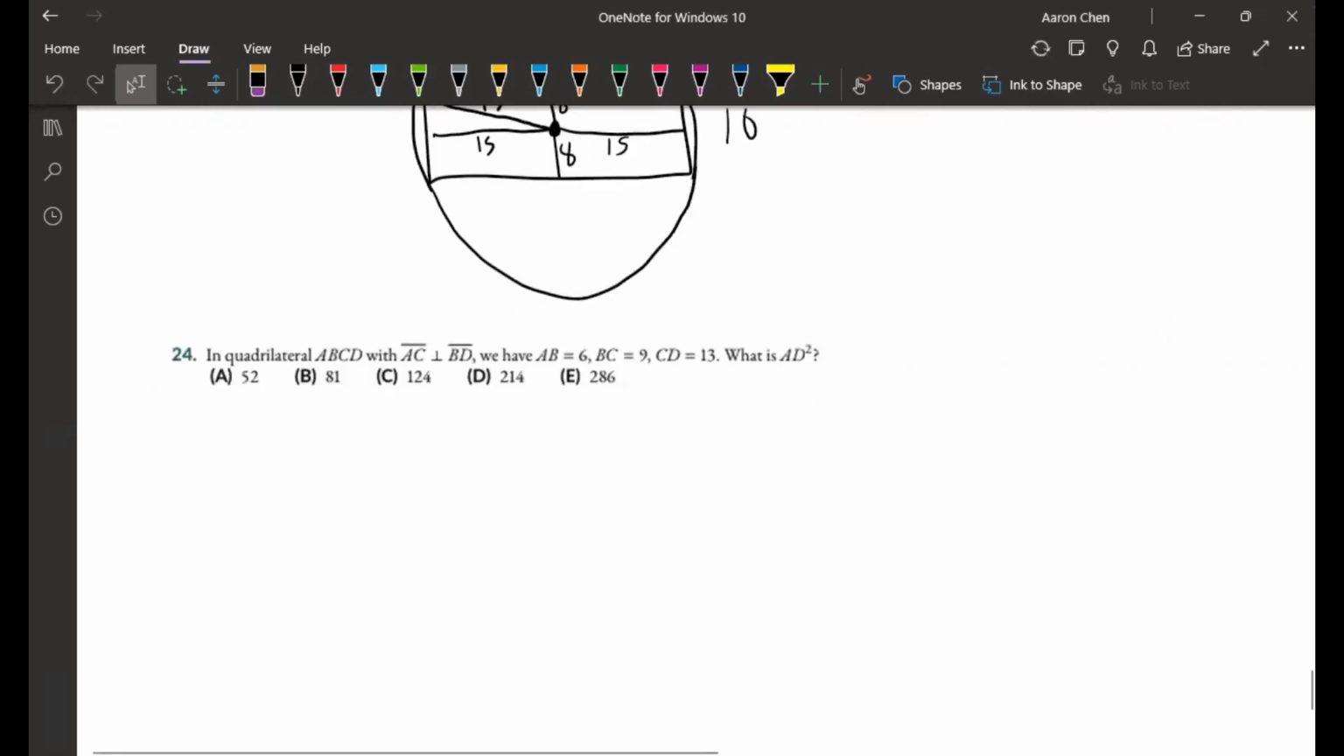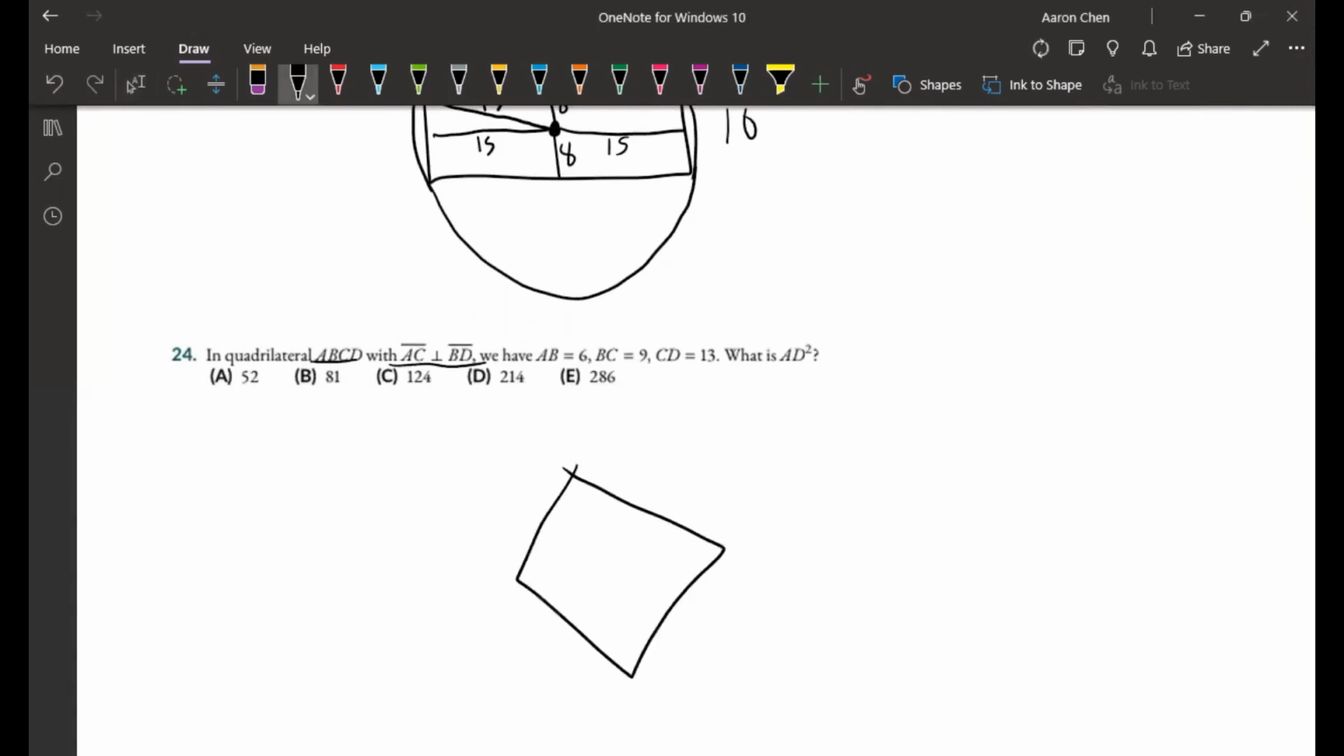Okay, so now we have a quadrilateral ABCD, and AC and BD are perpendicular. So A, B, C, D, and this is perpendicular. AB is 6, BC is 9, CD is 13. And we want to find AD squared.